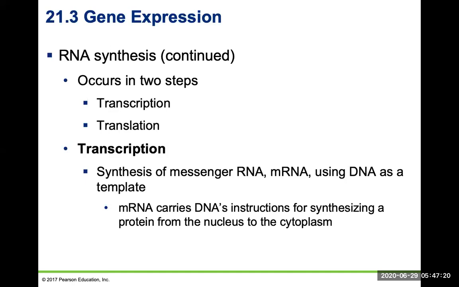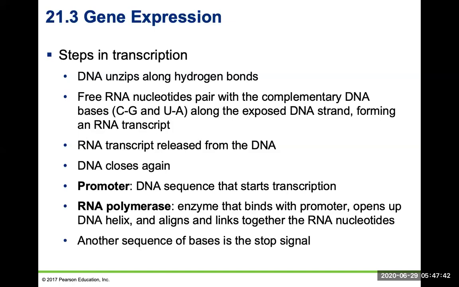RNA synthesis occurs first with transcription. This is synthesis of messenger RNA, which we label mRNA, using DNA as the template. So mRNA will carry DNA's instructions for synthesizing a protein from the nucleus out into the cytoplasm. These are the steps in transcription, and I'll let you read through these. Again, we're creating a copy of the DNA, but in RNA format. So instead of thymine, we'll see uracil pair with adenine.